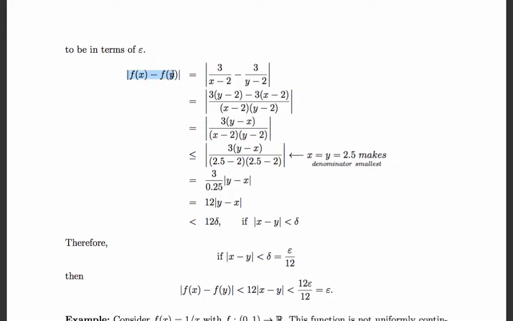Well, remember, we want this term to be less than epsilon. And it's less than 12 delta, where delta is the upper bound on the difference of y and x. Well, then let's just choose delta to be epsilon over 12. Then if |x minus y| is less than epsilon over 12, |f(x) minus f(y)| is less than 12 times |x minus y|. We just showed that above here. |x minus y| is less than epsilon over 12. The 12s cancel and I get epsilon. And notice that delta depended only on epsilon, not on the choice of x or y.